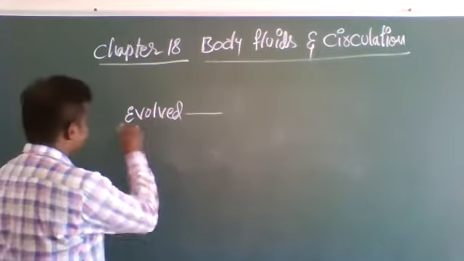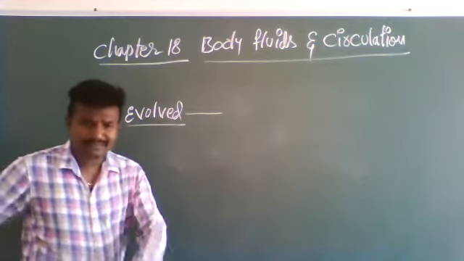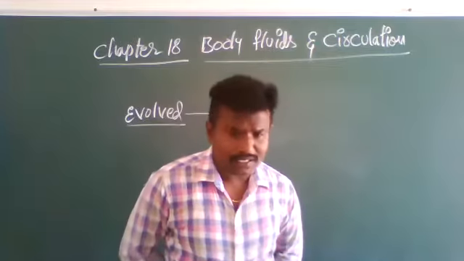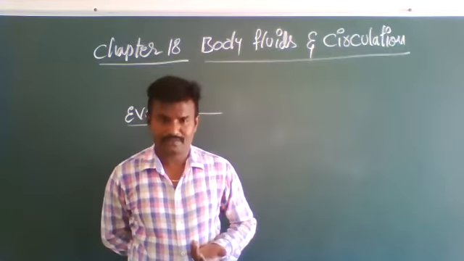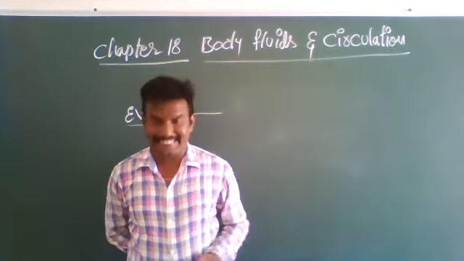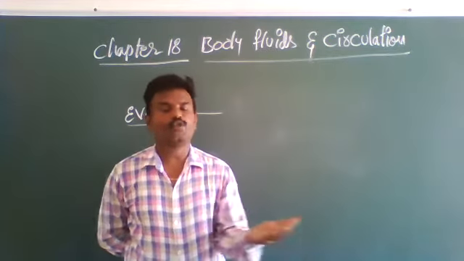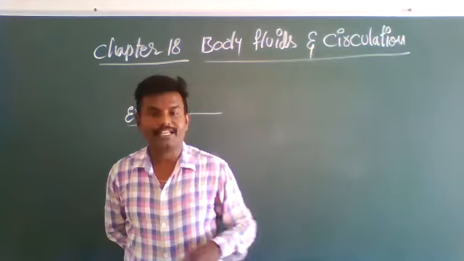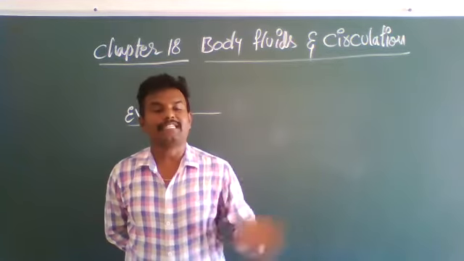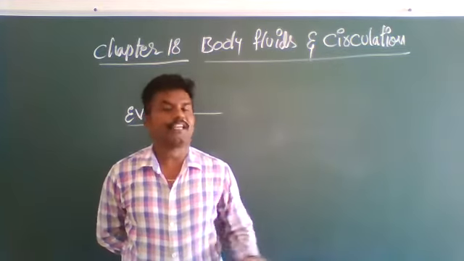For example, see, evolved means what? Adjusted according to their body arrangement. Okay, evolved means originated. Different groups of animals have evolved, have originated their body to transport various kinds of materials in their body.